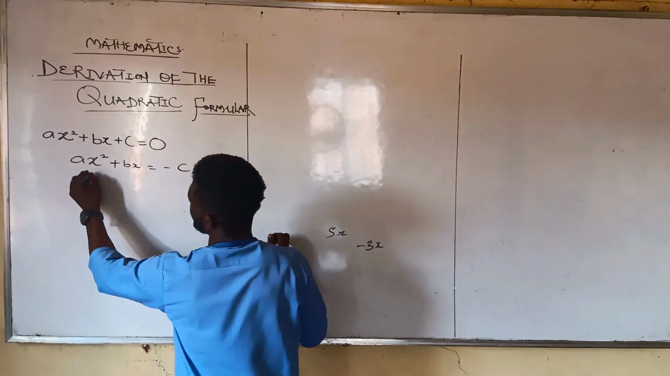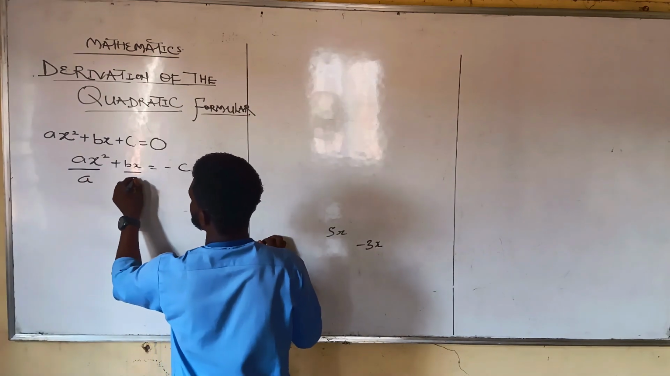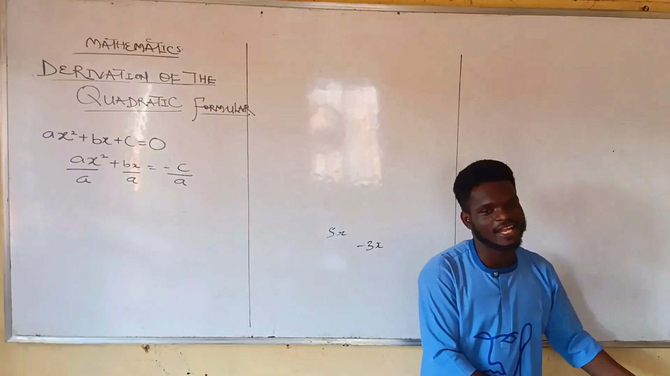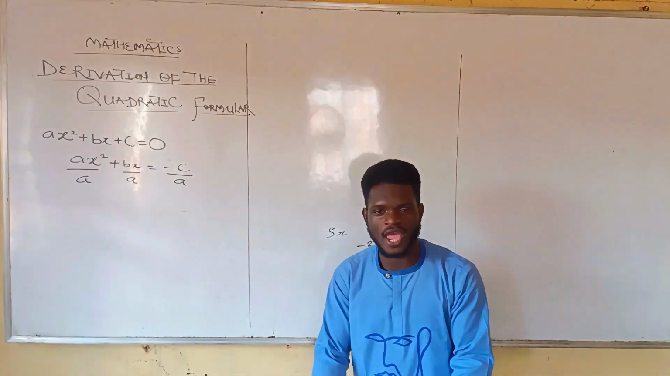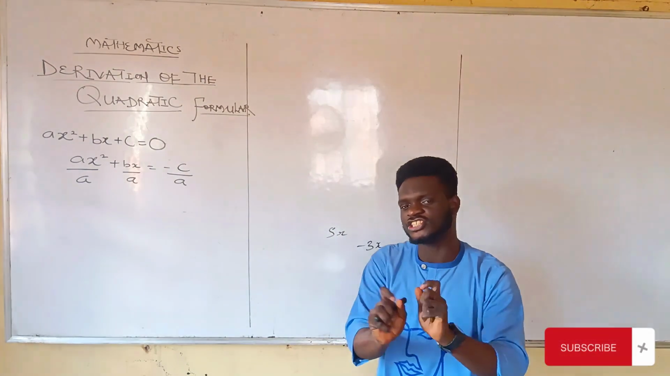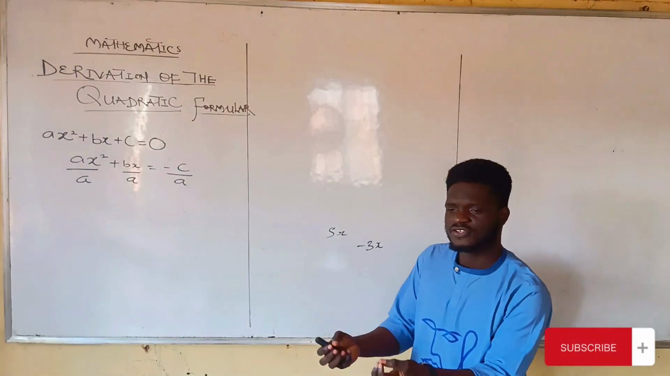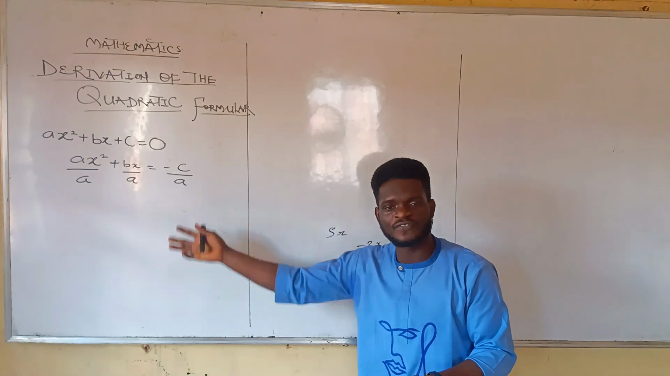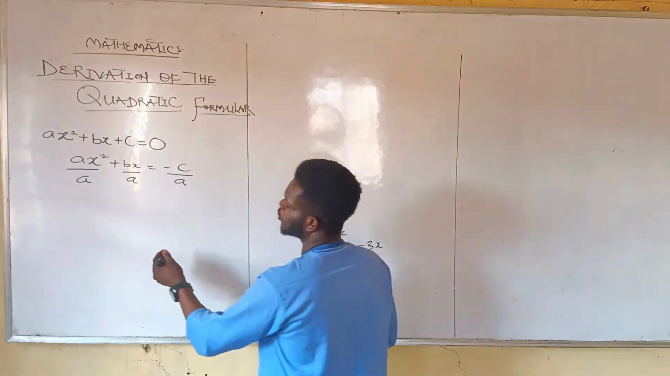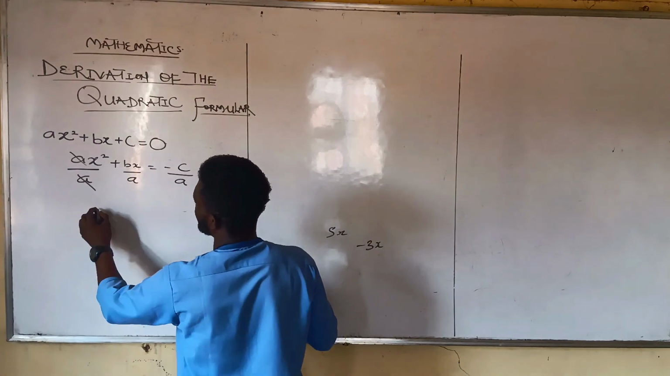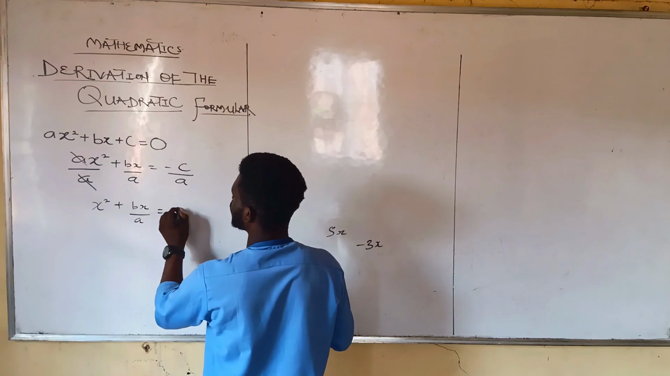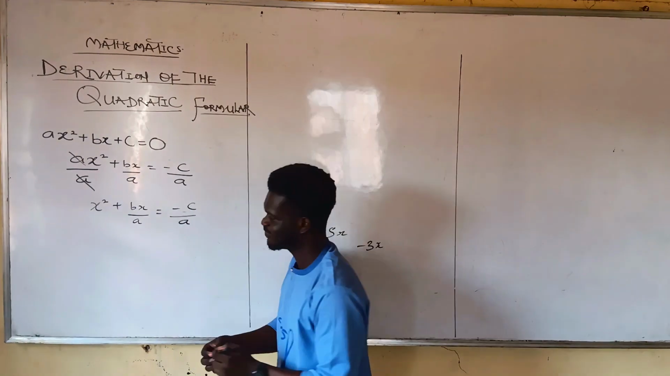Now, what we do now, we're going to divide all through by a. The golden rule of mathematics: whatever happens to the right hand side happens to the left hand side. If you do that in mathematics, anywhere in the world, it is accepted, because you have not actually changed the equation. What you have only done is introduce a new variable, and nothing changes. It still remains the same. So what we do here, a cancels out with a. What do we have left? We have x squared plus bx over a equals minus c over a.